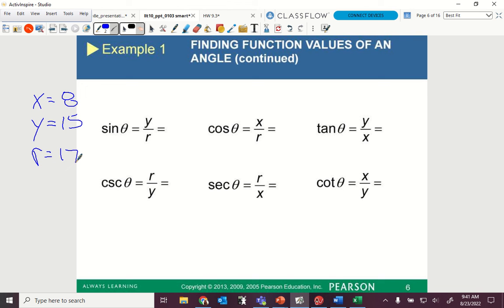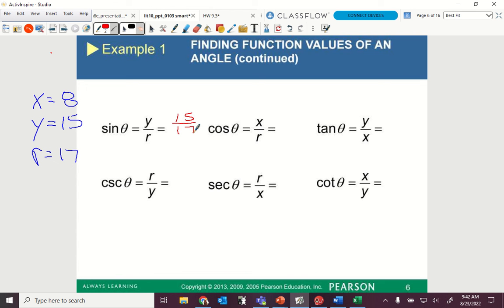So please write down your x, y, and r, because every time you do one of these problems, you're going to need to do all 6 of them. As long as you have them listed there, x, y, and r. So let's see. Sine is y over r, so what is that going to be? Very good, 15 over 17.